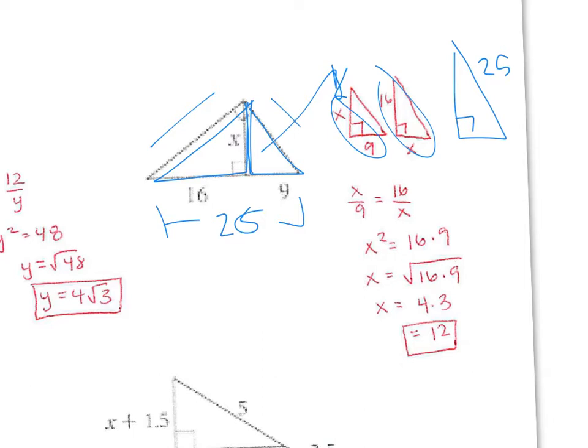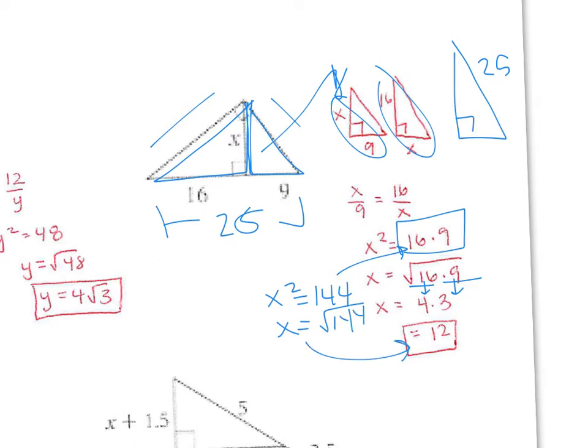And you always want to make sure that you simplify the radical if you can. So for me, instead of multiplying 16 times 9 and then taking the square root of it, I knew that I could do the square root of 16, which is 4, and the square root of 9, which is 3. So 4 times 3 is 12. You could have done x squared equals 144. x equals the square root of 144. x equals 12. Same thing.